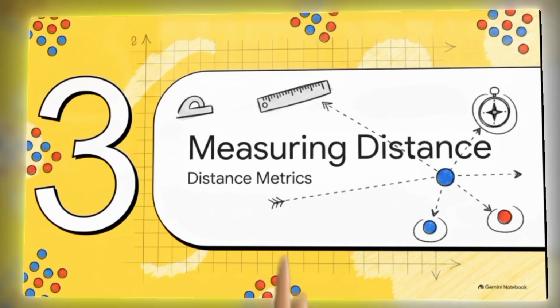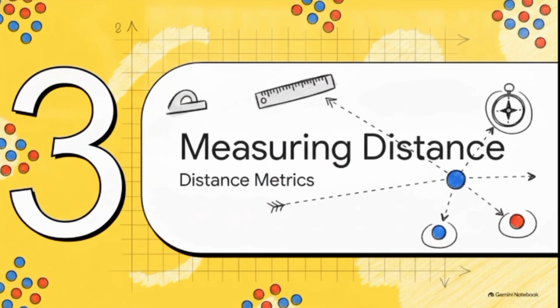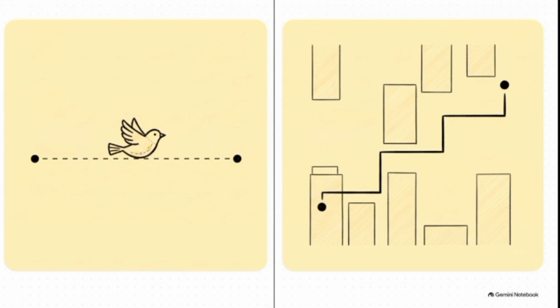Which brings us to measuring the distance between points. We know we need to find the closest neighbors, but how do we actually measure that physical space? This is where it gets really visual. We basically have 2 main ways to measure distance. First is Euclidean distance. Think of this as the straight line a bird flies from point A to point B. It's the most common method and works beautifully for standard numerical data.